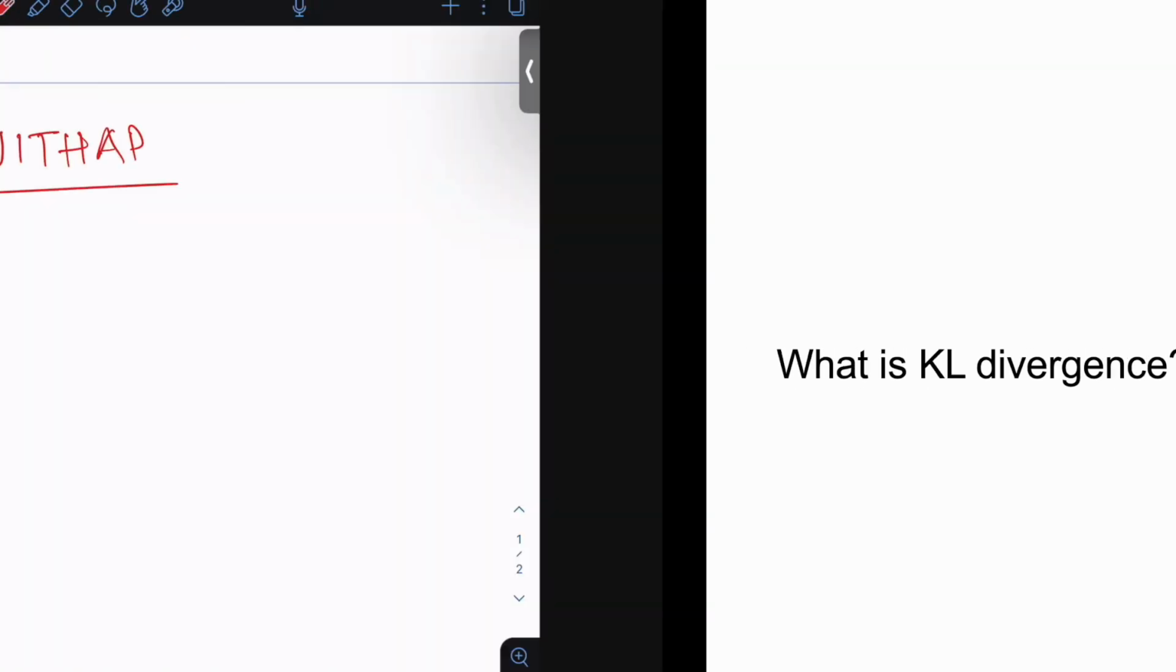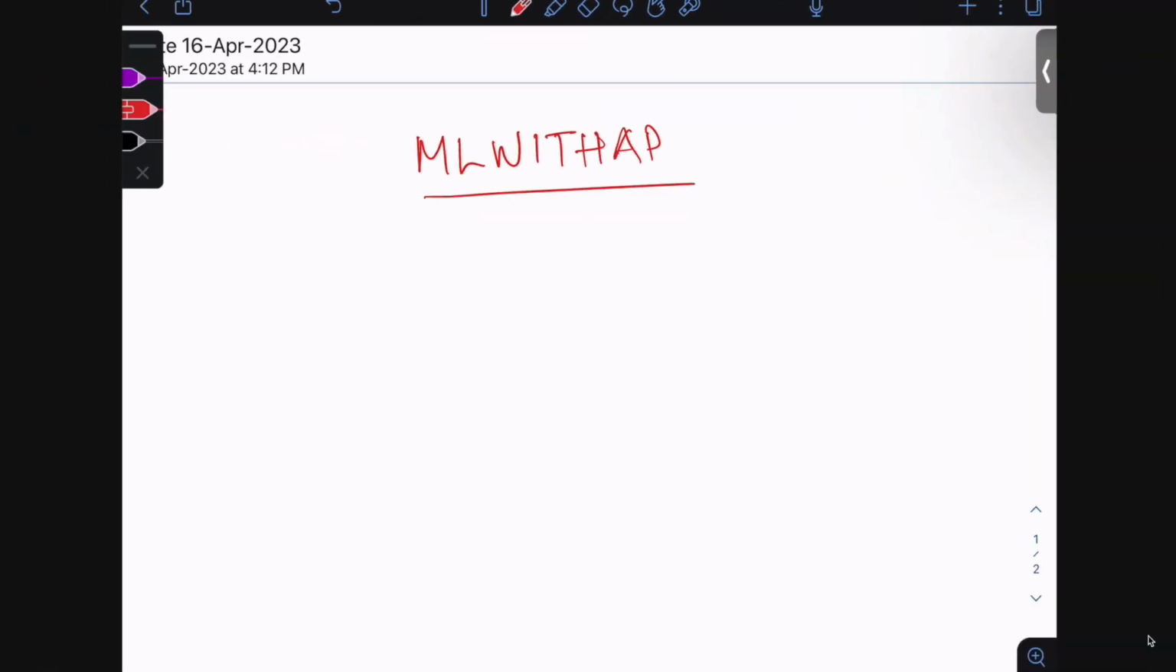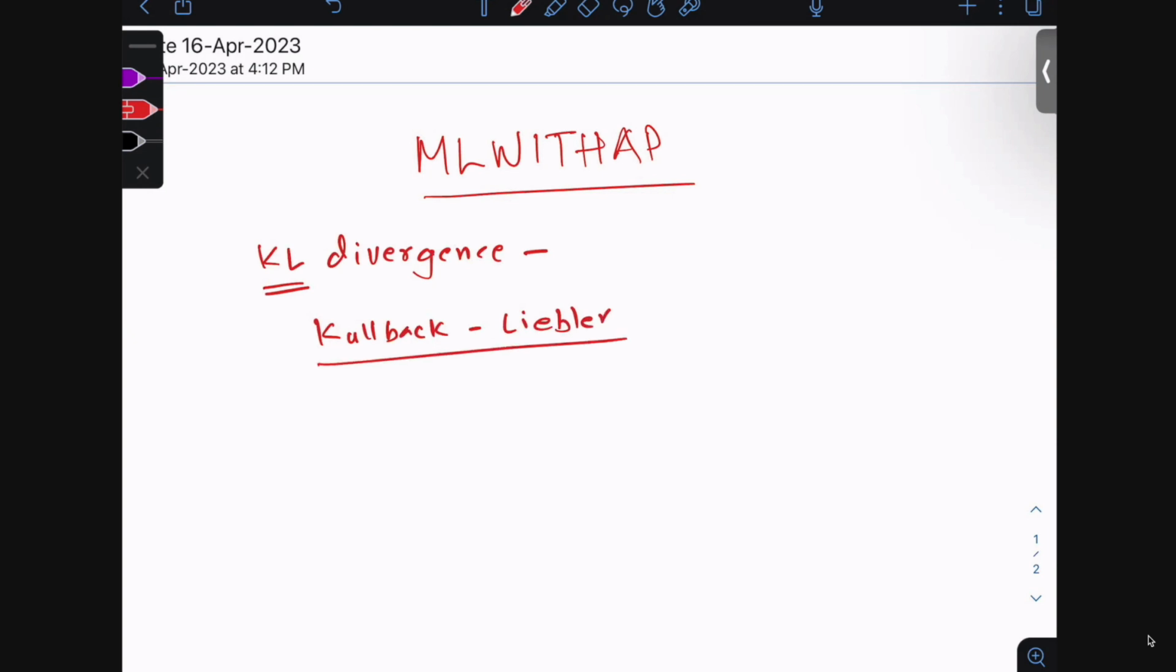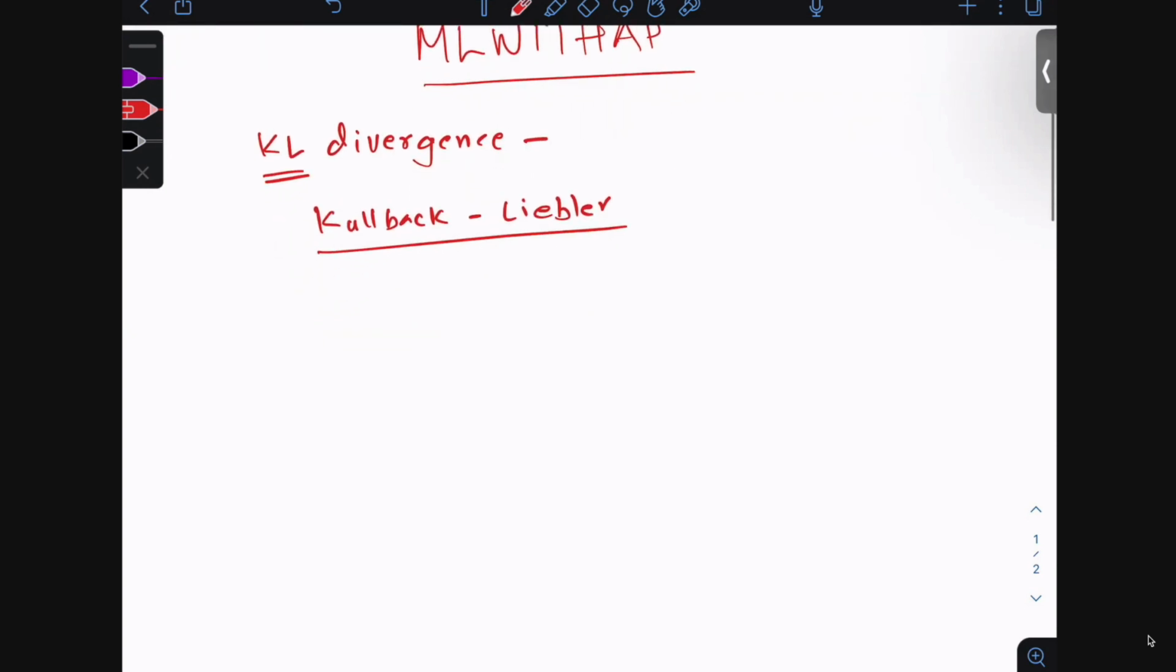So friends, let's try to see what is KL divergence. First, let's try to understand what is KL. So KL is named after the scientist, Leibler, I think I got the spelling right. Now, what does it mean? What does it tell us? The concept is very simple.